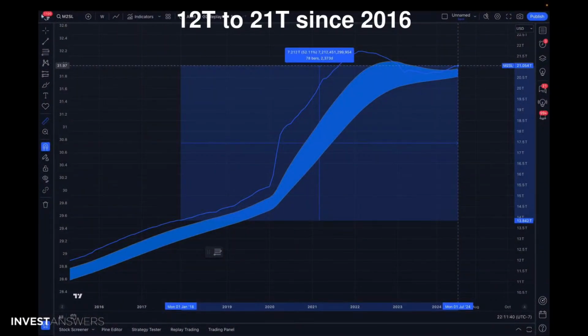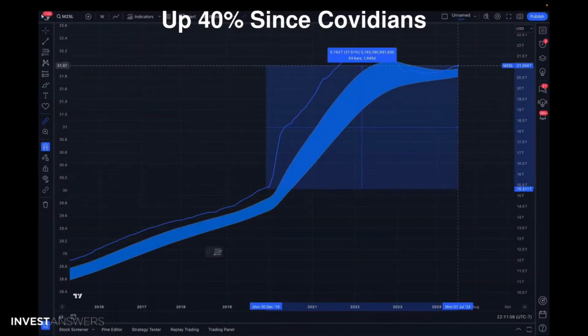Second one is we've gone from 12 trillion of M2 money supply in the United States alone. This is just using US dollars, to 21 trillion since 2016. Yeah, that's a pretty, let's call that nearly a doubling. But what really kicked into high gear, we've gone up 40% since COVID. It's basically since January 2020.